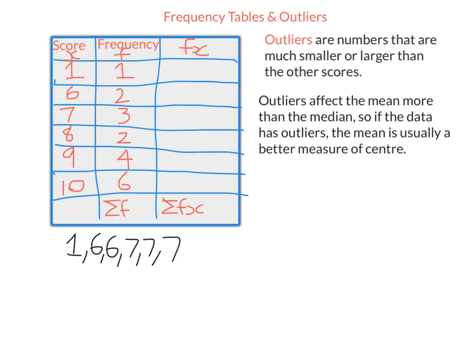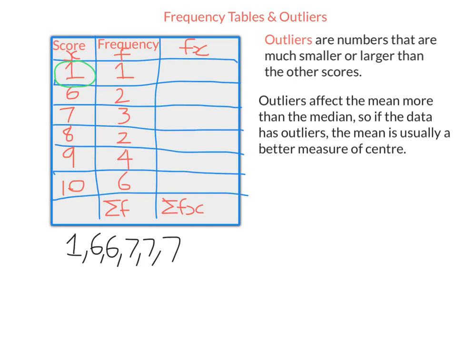So you can see that no one scored 2, 3, 4, or 5, so I don't need to include them in the table. Now I'm going to introduce you to the word outliers. Outliers are numbers that are much smaller or larger than the other scores. So in this data here, 1 is an outlier because it is a lot smaller than the rest of the scores. If we're talking about our Canvas quiz, this student did much worse than all the rest of the students. Outliers can be a lot larger or a lot smaller than the rest of the data, and you can have more than one outlier.